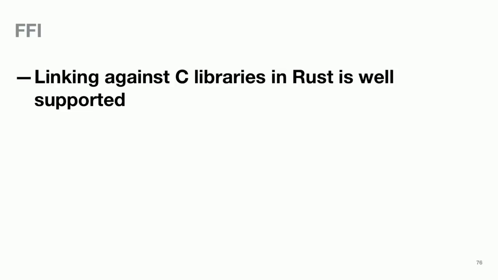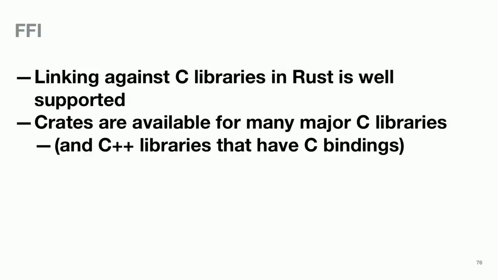So I'm gonna have to rattle on. Right, so F5, yeah. Linking against C libraries in Rust is well supported. Crates are available for many major C libraries and also C++ libraries that happen to have C bindings. If you find that a crate doesn't have a Rust wrapper, then making a Rust wrapper would be a nice contribution to the ecosystem. So if you felt so inclined, that would be a really good thing to be spending time on.